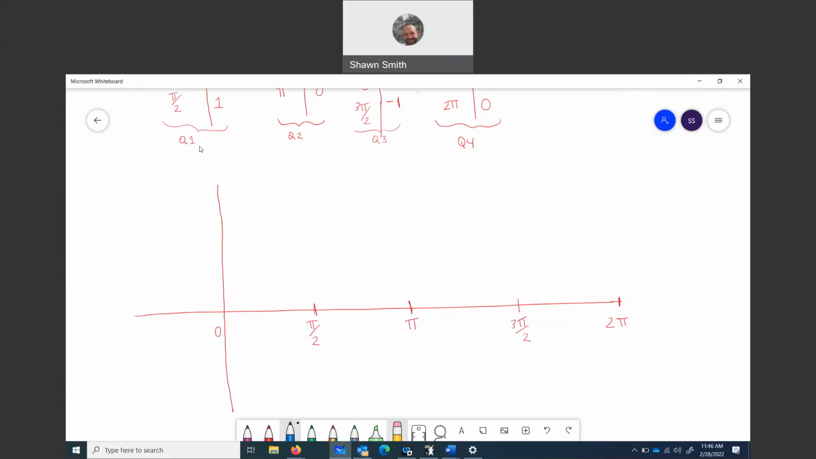All right, next I have to put in the pi over 4s. That's half of pi over 2, right? So that's 1 pi over 4, 2 pi over 4, 3 pi over 4, 4 pi over 4, 5 pi over 4, 6 pi over 4. This is 7 pi over 4.